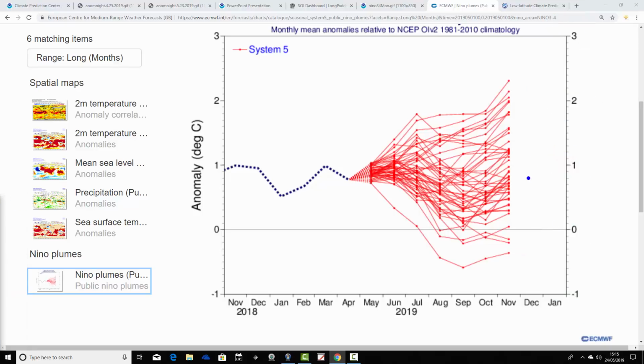Most of the ensemble plume members, though, are in this sort of territory just here, which really is on the warm side of ENSO neutral.